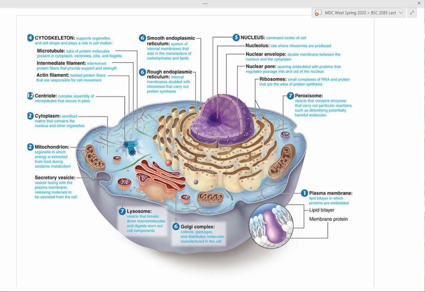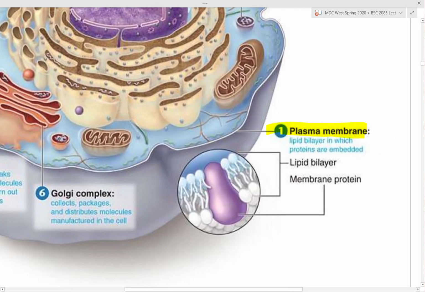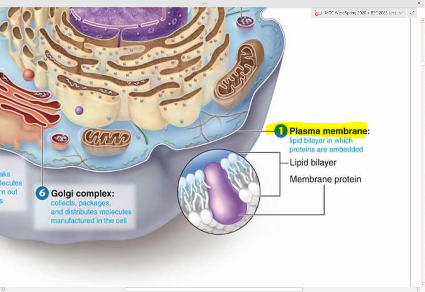So let's start with the first one. We're going to talk about the plasma membrane, and that is the cell membrane, right? And if you look there, the plasma membrane or the cell membrane is made up of what? Phospholipid what? Bilayer. So it's a phospholipid bilayer. So this is a two-layer lipid, or I'm sorry, a phospholipid bilayer. I should put the phosphate right here.